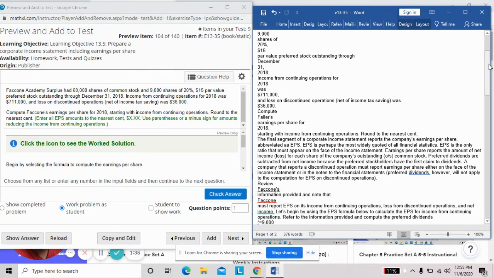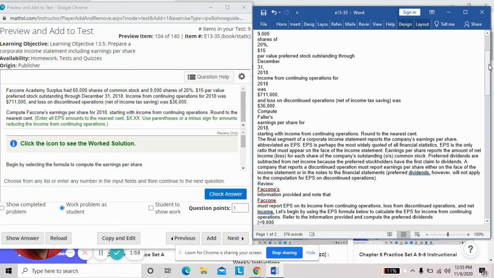Preferred dividends are subtracted from net income because the preferred stockholders have the first claim to the dividends. A company that reports a discontinued operation must report earnings per share either on the face of the income statement or in the notes to the financial statements. Preferred dividends, however, will not apply to the computation for earnings per share on discontinued operations.